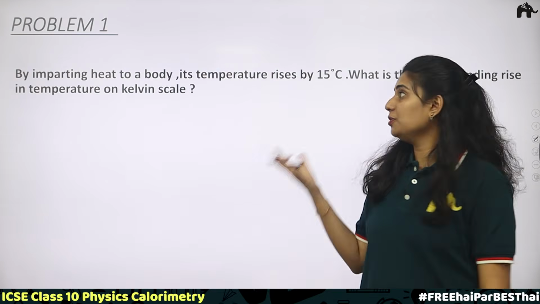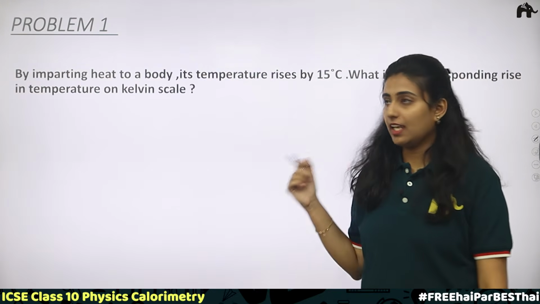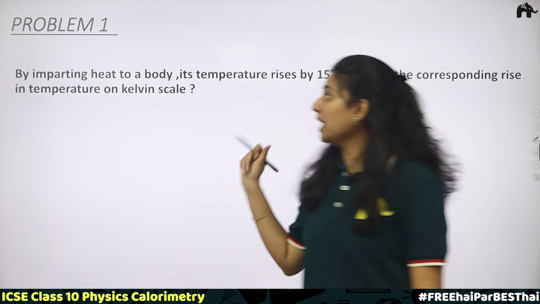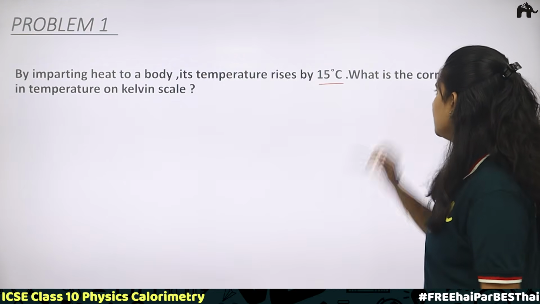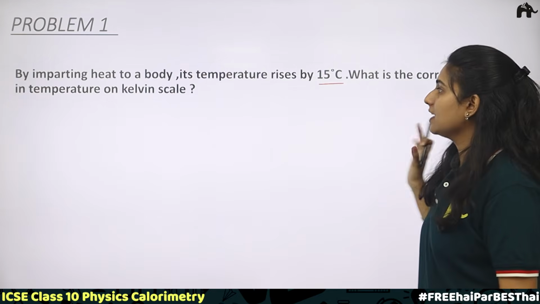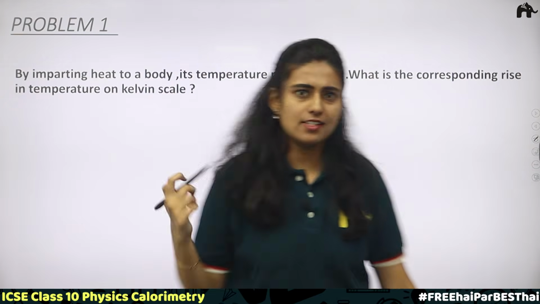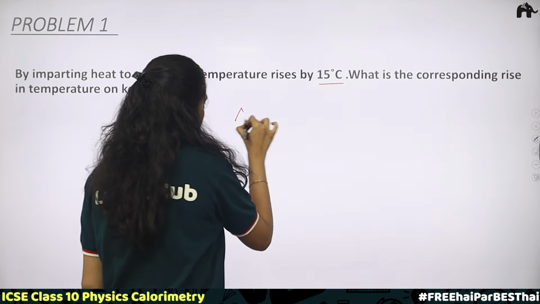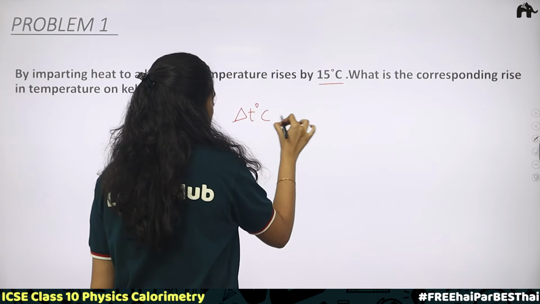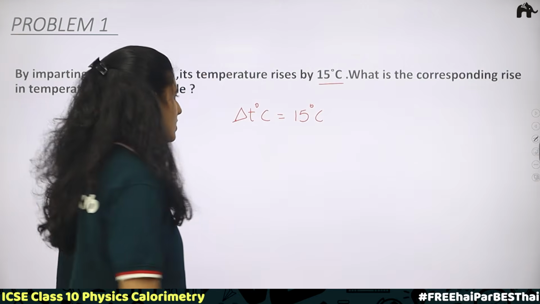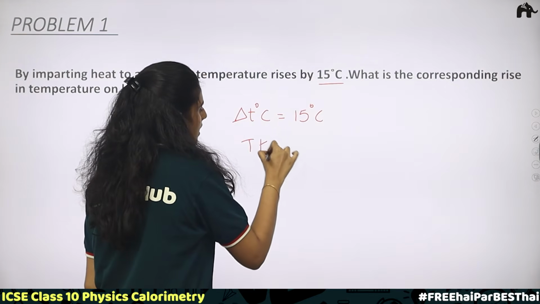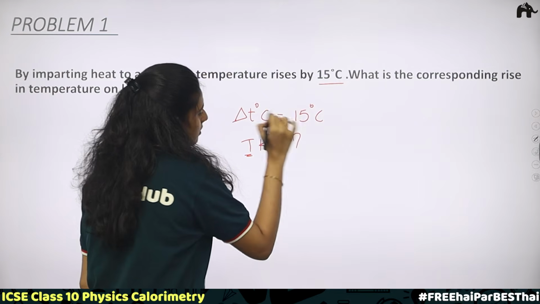Okay, let us now do numericals from exercise 11A. So first question, by imparting heat to a body, its temperature rises by 15 degrees Celsius. What is the corresponding rise in temperature in Kelvin scale? What is the answer? Here delta T in degrees Celsius is given. Change in temperature or rise in temperature is 15 degrees Celsius. We have to find what is the temperature in Kelvin.